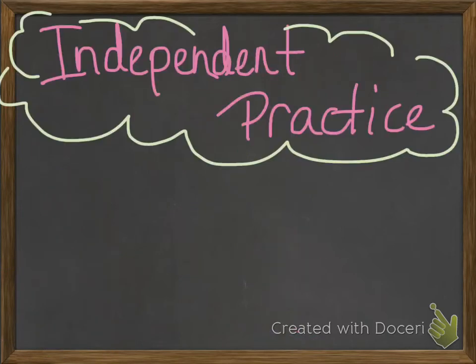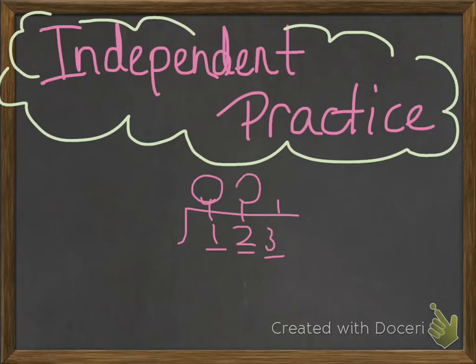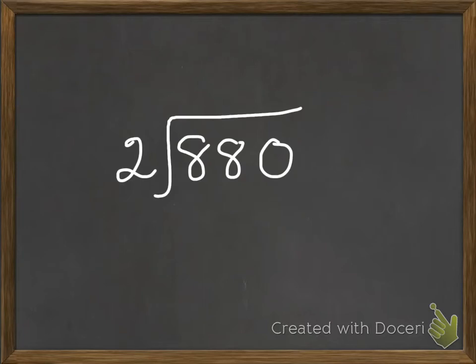All right. Now, time for some independent practice. Let's see how you do on your own. Don't forget to put something in each place value. So if you have a digit here in the hundreds place, you have to have something there. Even if it's a 0, you have to have some digit in each place value. Don't forget that. Here's our first problem. 880 divided by 2. Write this down on your paper.